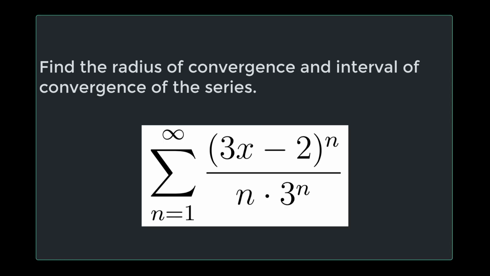The question we're working on today is, find the radius of convergence and the interval of convergence of the series. It's the sum from n equals 1 to infinity of (3x minus 2) to the n, all over n times 3 to the n.